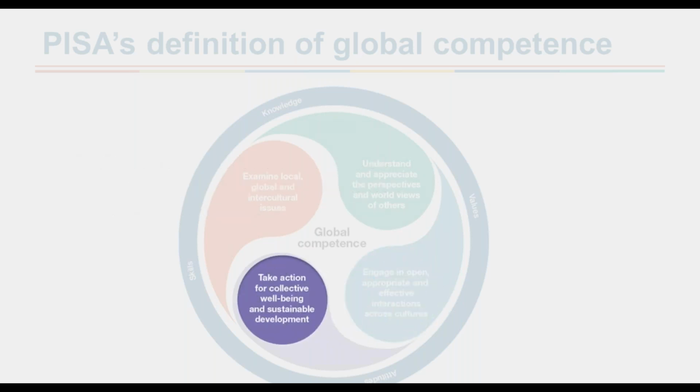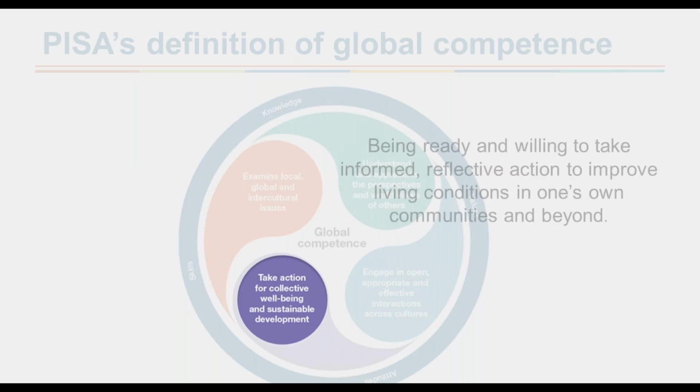The fourth and final dimension of global competence is much more action-oriented. It describes what globally competent individuals actually do, and it focuses on their role as active and responsible members of society and on their engagement to take action for collective well-being and to contribute towards sustainable development, not only in their own community, but beyond in the wider community.